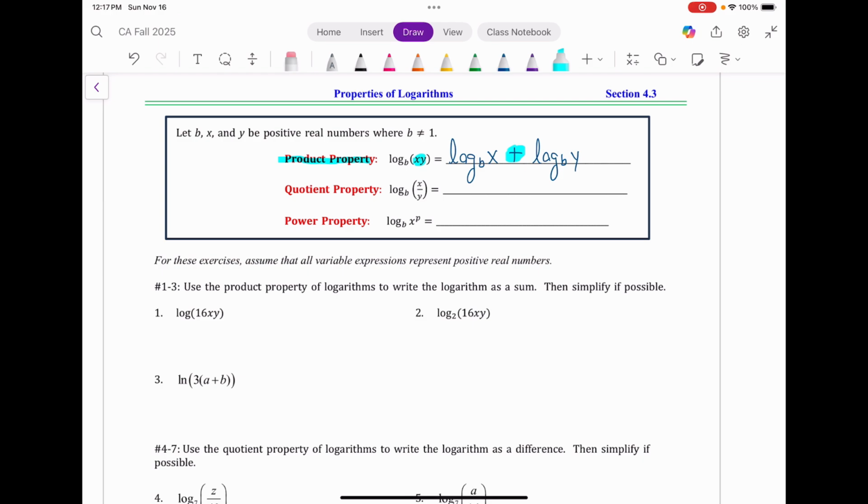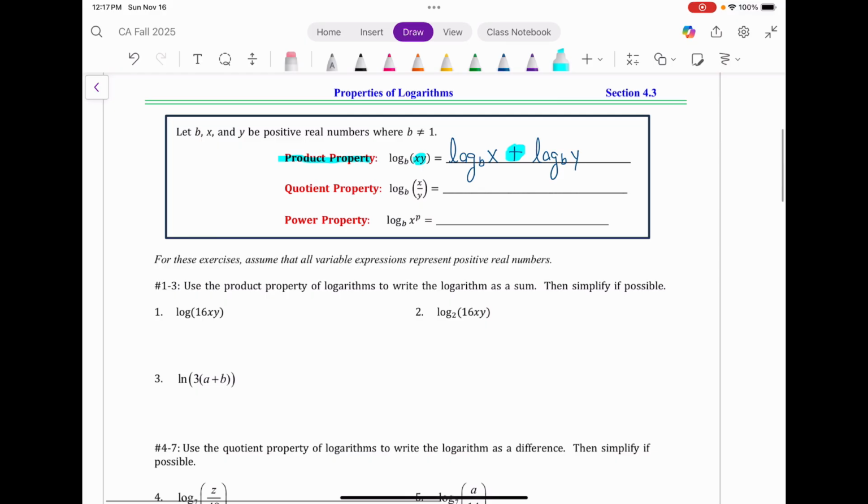Okay, so let's try number 1 through 3 real quick down below. So for instance, you've got 16 times x times y all inside this one log. So remember, the base is 10 if they don't write the subscript. So this can be separated into log 16 plus log x plus log y. Okay, and that's all we can do there.